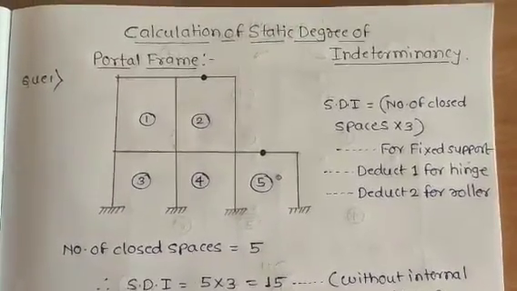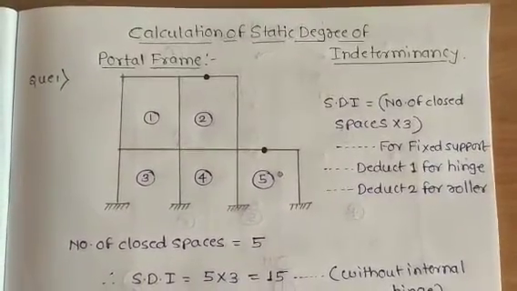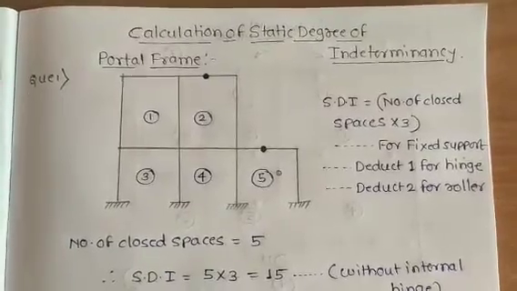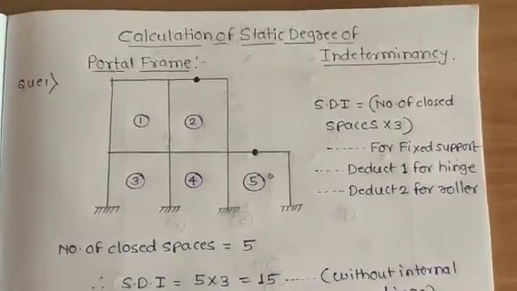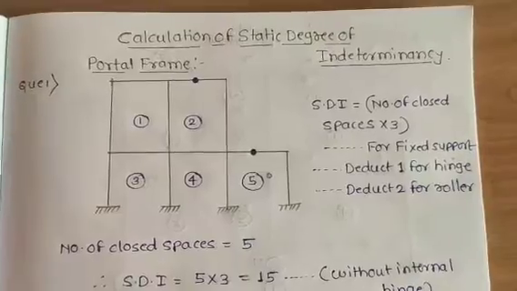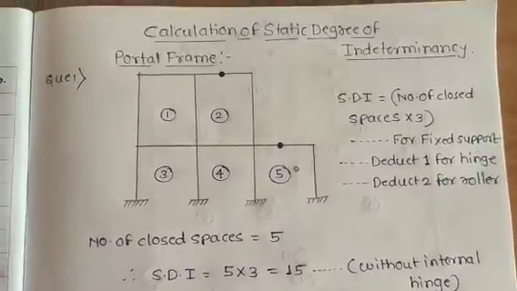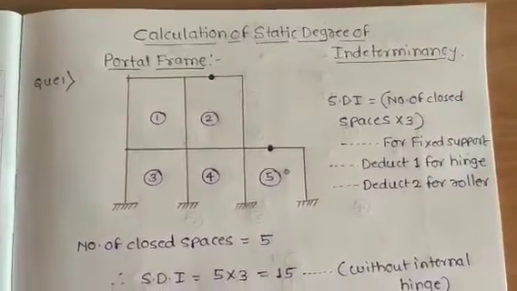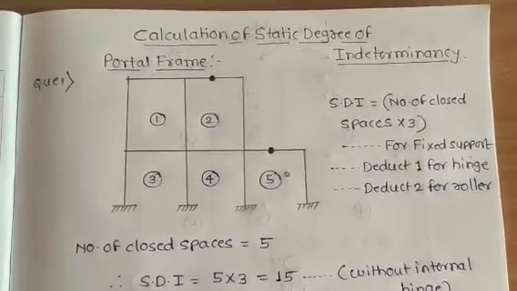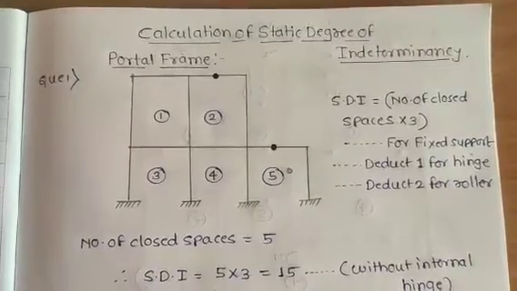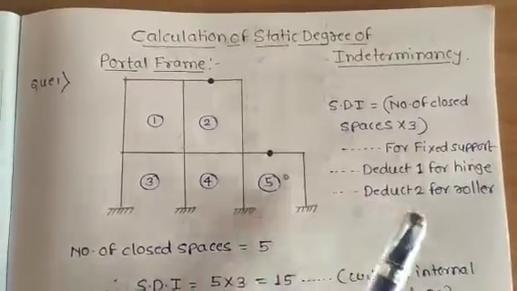Here is our first problem, for portal frame. For calculating the static degree of indeterminacy, we have to count the number of closed spaces and multiply it by 3. Then you get the static degree of indeterminacy when all supports are fixed supports, and you have to deduct 1 for hinge, that is for hinge there is 1 release, and deduct 2 for roller support, that is for roller support there are 2 releases.